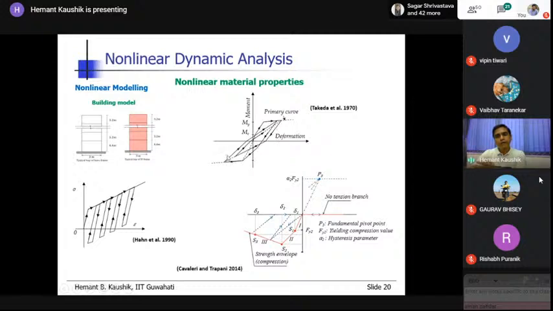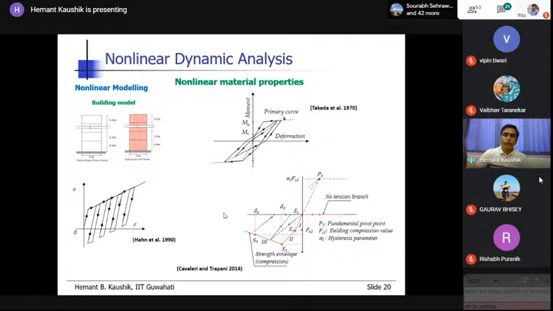So this is not a simple thing. This has to be specified in a very complex manner, and there are methods available. So Takeda et al., let us assume that we can consider. There are various models available. So Takeda et al. is one of them to model the proper material response in a non-linear degradation manner. So this Han et al. model is used for your reinforcement. This model proposed by Cavalieri and Trapani in 2014 can be used to model the cyclic degradation behavior of masonry.